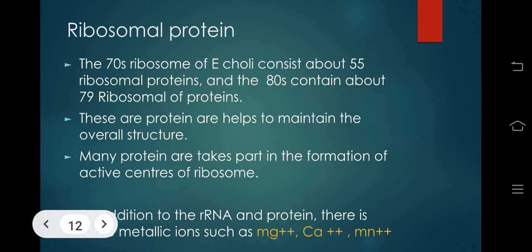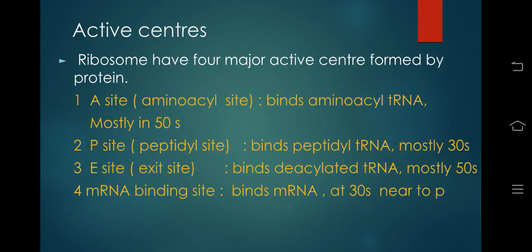Ribosomal protein. The 70S ribosomes of E. coli consist of about 55 ribosomal proteins, and the 80S contain about 79 ribosomal proteins. These are proteins that help to maintain the overall structure. Many proteins take part in the formation of active centers of the ribosome, and in addition to the rRNA and protein, there are some metallic ions such as Mg2+, Ca2+, and Mn2+.